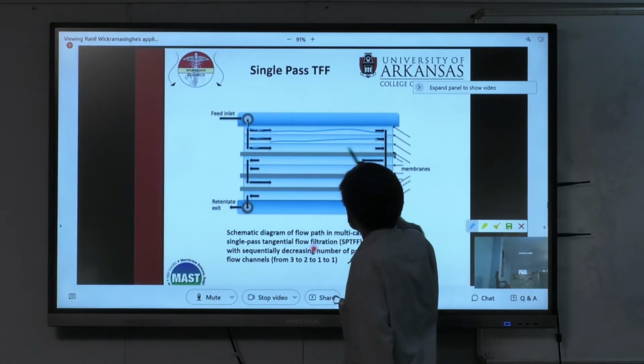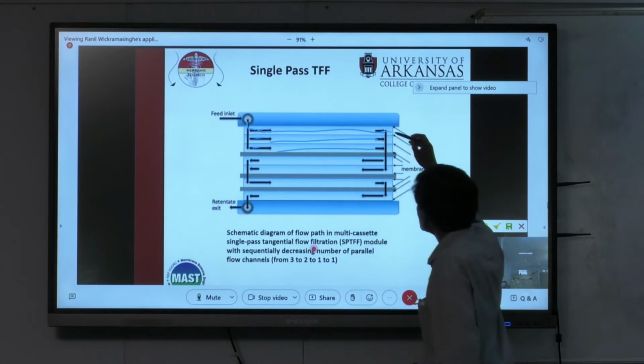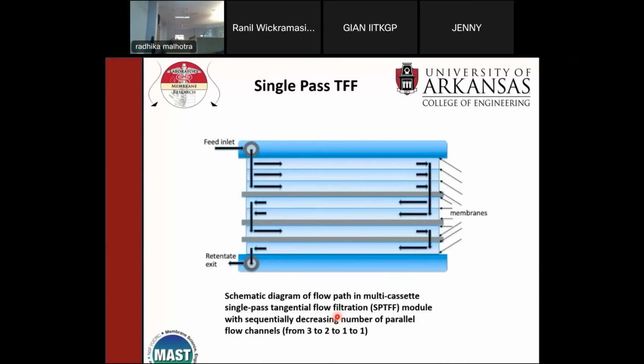There's no recycle, single pass, okay? And then it comes around here and goes through again, all right? And this time you have 2 channels. You have a reduction in the number of channels. Why? Because you've removed permeate. So your feed volume has decreased.